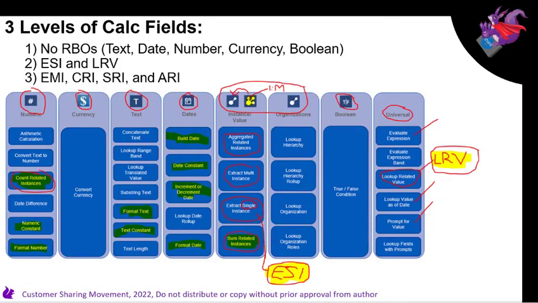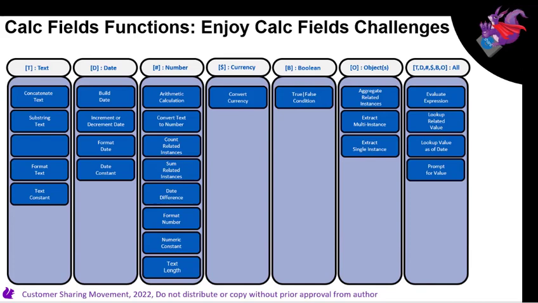This is a reminder of what was shared during the 10-10 reporting and Calc Field Share-a-thon when we defined the Calc Field functions into 3 different levels. You're ready now to start at the very first level, focusing on the Calc Field functions that do not involve related business objects. There are many Calc Field functions that return text, date, number, currency, and a Boolean value that don't involve using related business objects. This is a reminder of our almost completely accurate list of Calc Field functions. For now, enjoy the challenges.